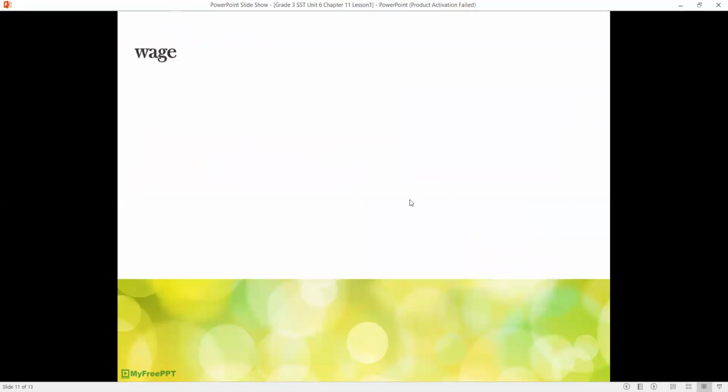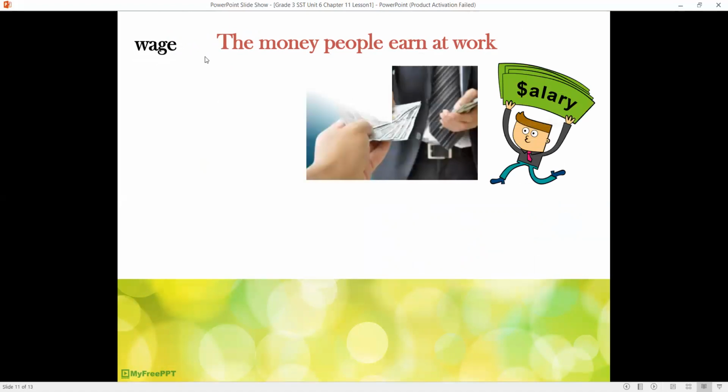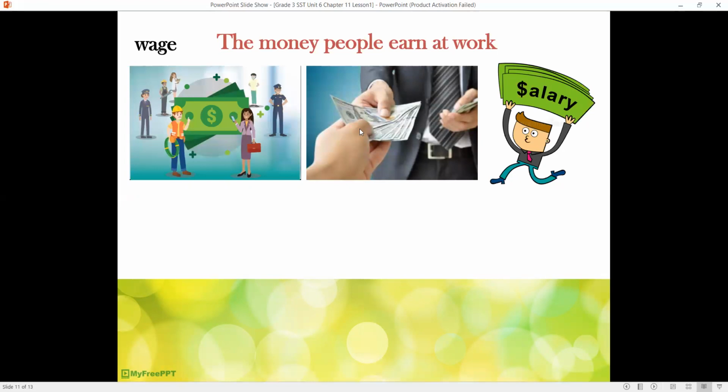Next, the word we go to is wage. What do we mean by the word wage? By the word wage, you mean the money people earn at work. All people who go to work earn some money. That is why we are working, to earn some money. Another word for earning money is wage. We also use one more word which has the same meaning, and that is salary.